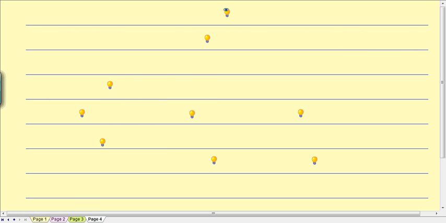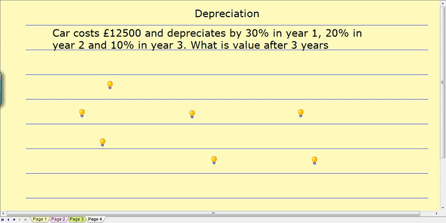Now, just to finish this section, let's look at another concept. This time, we're not growing, the amount is getting less. So this is the idea of depreciation. So, for instance, we have a car that costs £12,500. It depreciates by 30% in year 1, 20% in year 2, and 10% in year 3. What is its value after 3 years?